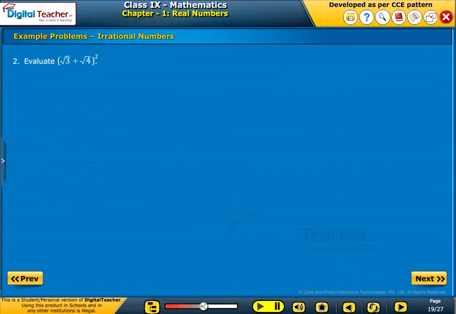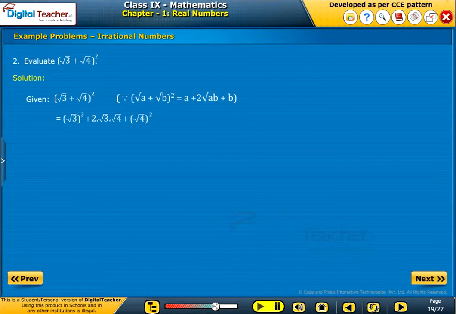Evaluate root 3 plus root 4 whole square. Solution. Given, as it is of the form root A plus root B whole square, which is equal to A plus 2 root AB plus B. By further solving, we get root 3 whole square plus 2 into root 3 into root 4 plus root 4 whole square, which is equal to 3 plus 2 root 12 plus 4, in turn equal to 7 plus 2 root 12.